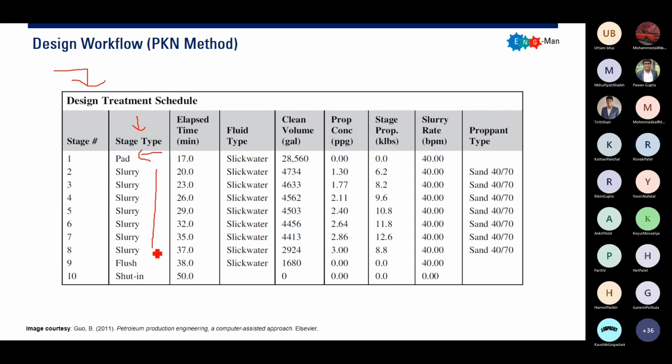And then we go to slurry stage, all right. And then we will flush the wellbore. And finally, we will shut in. And the elapsed time, you can see the pumping time and the fluid type. If we use only slick water or relatively clean water, and also the clean volume in gallon, the proppant concentration, and the stage proppant, the mass of the proppant, and the slurry rate, and the proppant type.